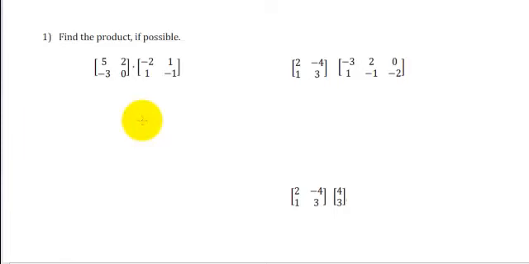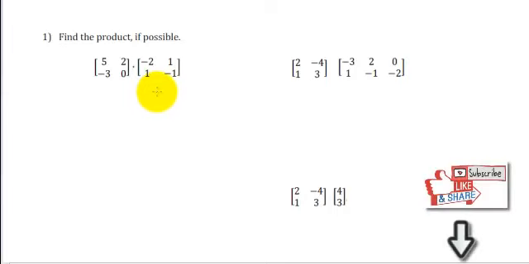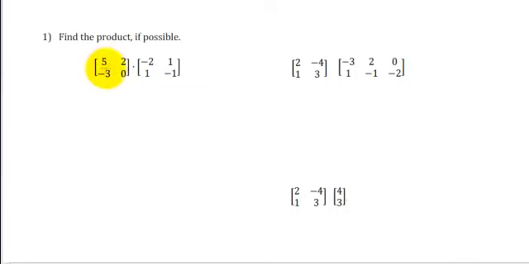Multiplying matrices. Find the product if possible. In this question, I'm going to show you different cases of matrices when we multiply them. Sometimes it's possible and sometimes it's not possible. I'll show you both cases. So in the first case, we have a matrix 5, 2, -3, 0 multiplied by -2, 1, 1, -1.